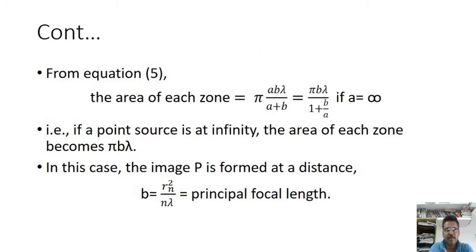From equation 5, the area of each zone is equal to pi a lambda b by a plus b, which is equal to pi b lambda by 1 plus b by a. If a is at infinite distance, that is, if the point source is at infinity, the area of each zone becomes pi b lambda. So in this case, the image P is formed at the distance b is equal to Rn square by n lambda.